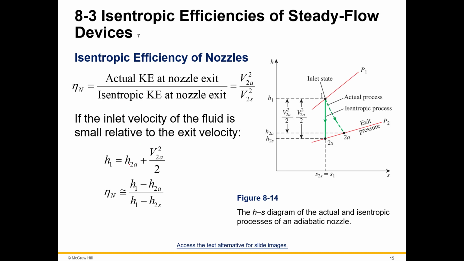So this is the isentropic efficiency of nozzles, and this is the efficiency formula for that. If the inlet velocity of the fluid is small relative to the exit velocity, then you can use these. And so here we have that again, and you're always going to see this entropy increase on actual processes. And you're going to see P1 and P2 held fixed, the inlet and exit pressure.